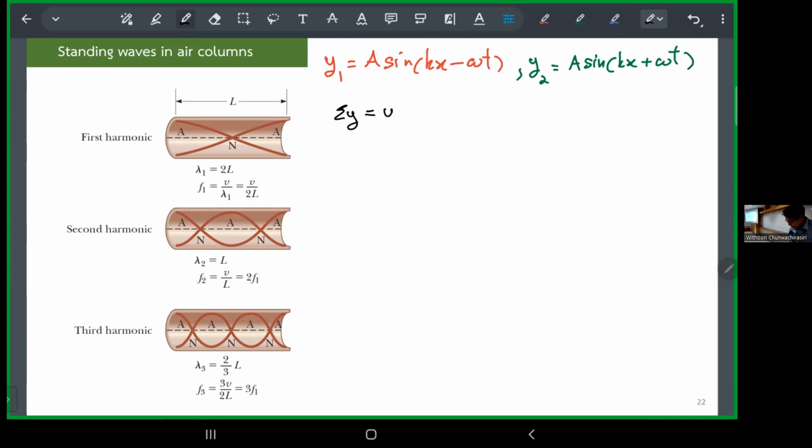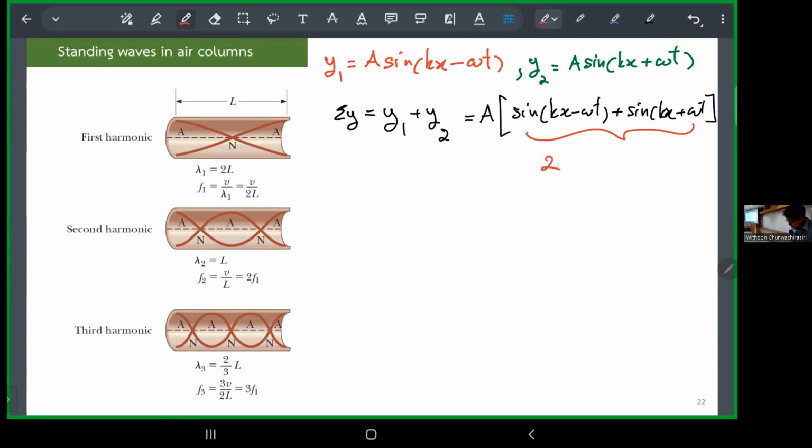So what I'm going to do is simple, because we know it's going to be just a simple addition of the two. Over here, I can pull out a common factor A. I have sine(kx minus omega t) plus sine(kx plus omega t), right? And now I use the same identity. I can turn the summation into a product. So I can turn this into 2 cosine of the difference over 2, and sine of the sum over 2, using the same identity as before. Do it, please.